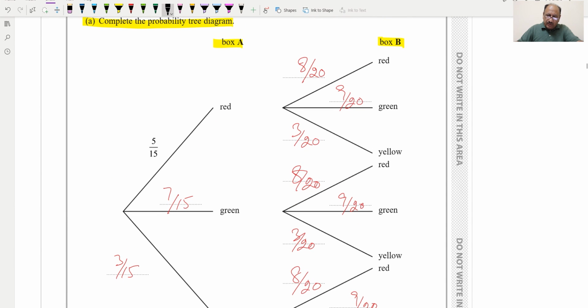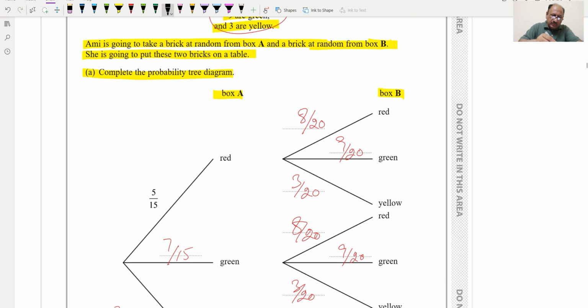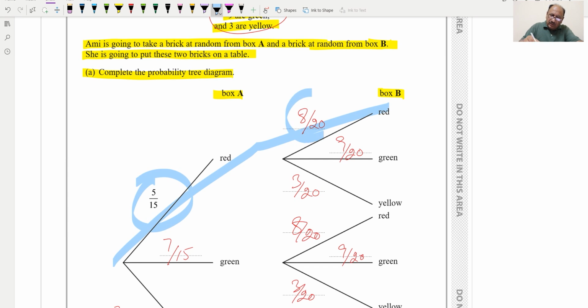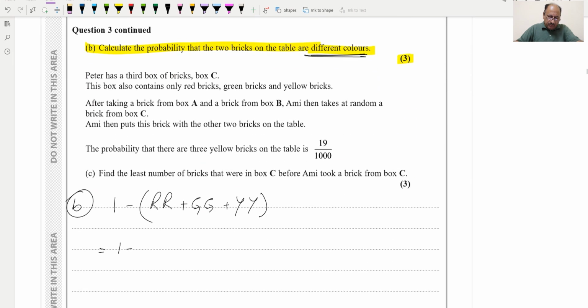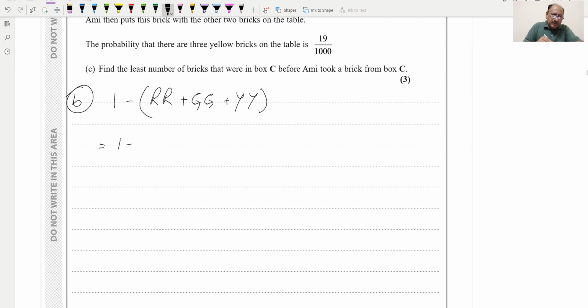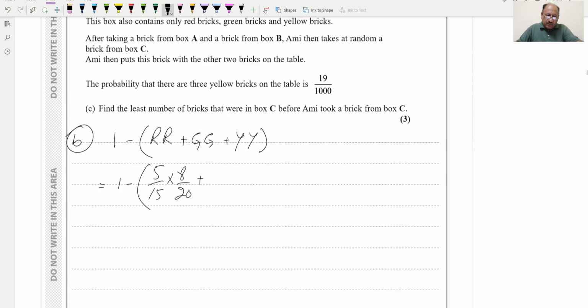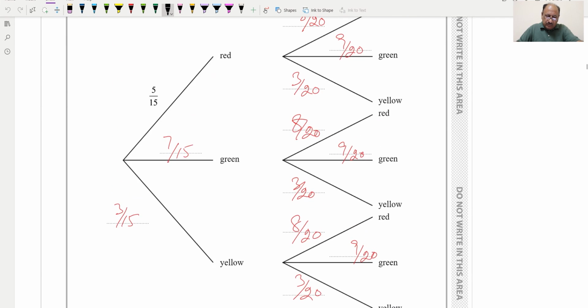Red and red probability we will take this root red and red, so it will be 5 by 15 multiplied by 8 by 20, and we will write here 5 by 15 multiplied by 8 by 20. This will be red.